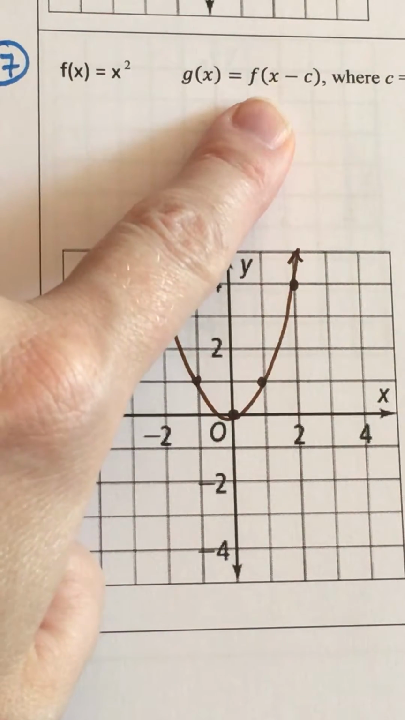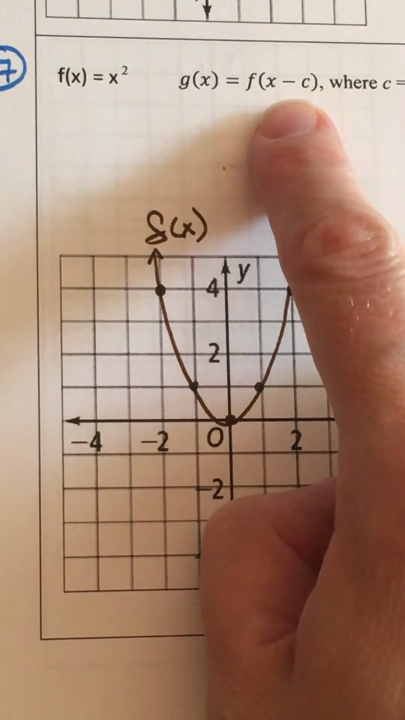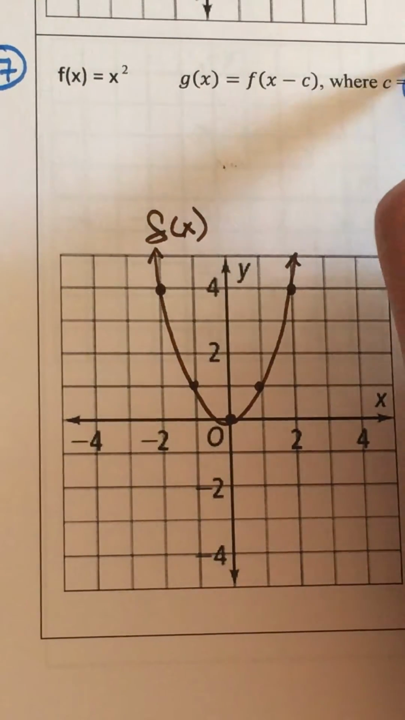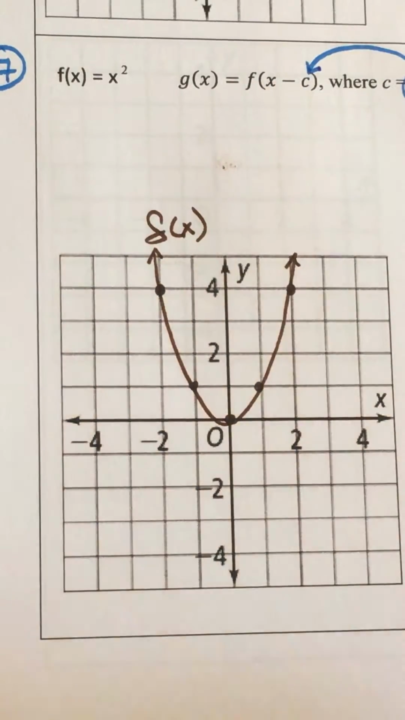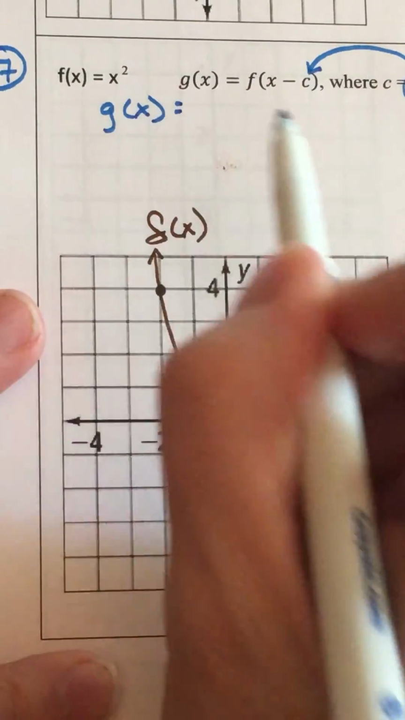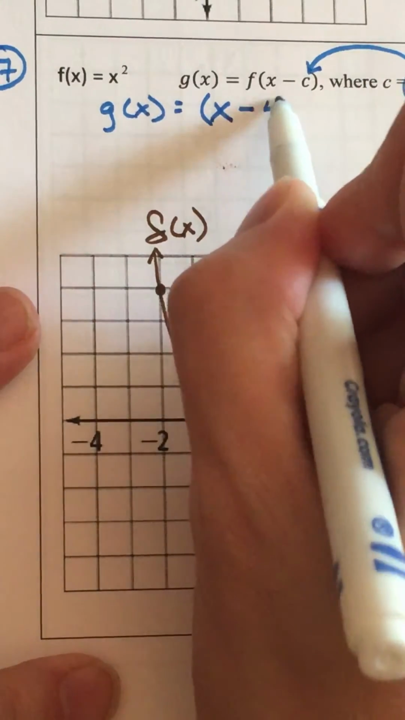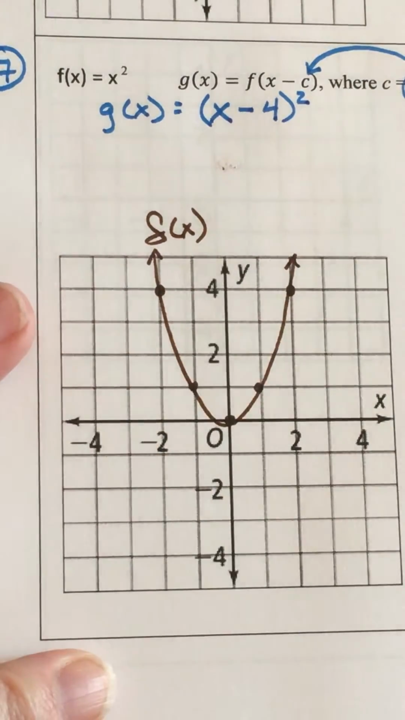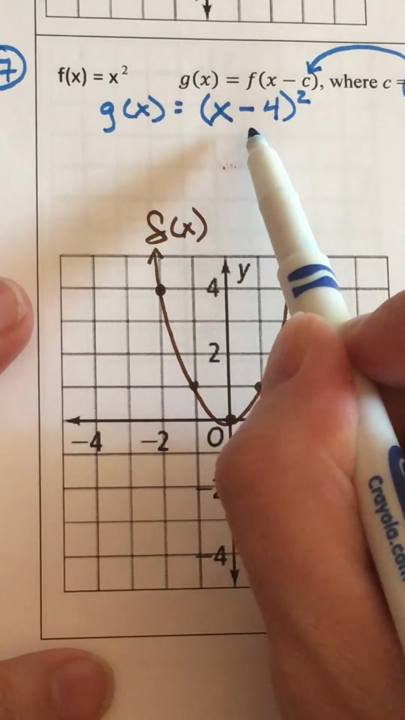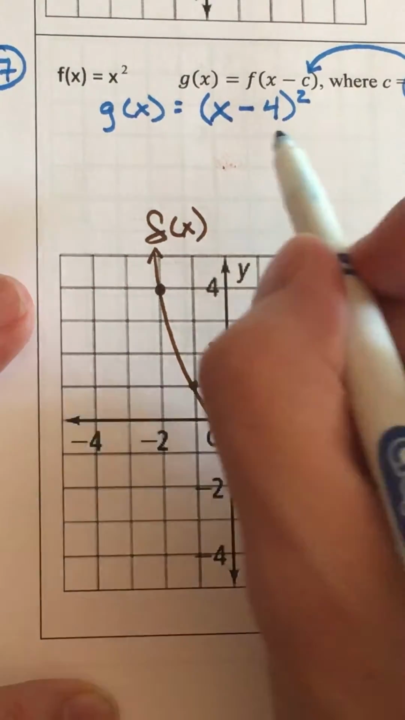And here again we have a slightly different vocabulary, and they're telling us that we've got f of x minus c, where c equals 4. So we're going to take this 4 and literally plug it in, insert it where the c is. So our g of x function is now the quantity of x minus 4 squared. That's our function. So since this is minus 4, we're going to shift to the right 4 units. We're going the opposite the direction of the sign.